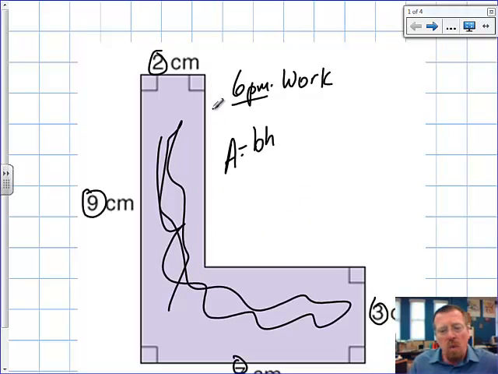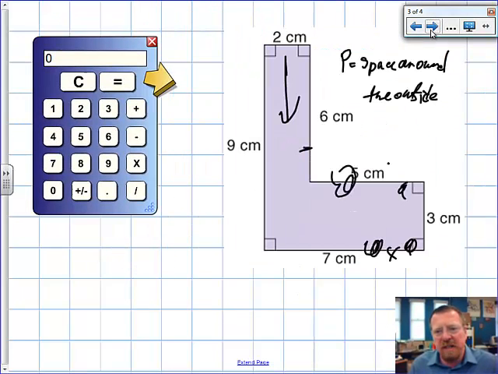So what do we do? Well, 9 take away 3 is 6. So that's got to be a 6 centimeter length. And 7 take away 2 is 5. So that's got to be a 5 centimeter length. So we go back to here, 6 and 5, and now add them up. 2 plus 6 is 8, plus 5 is 13, plus 3 is 16. Another 7 means 23, and 9 means 32 centimeters in perimeter.